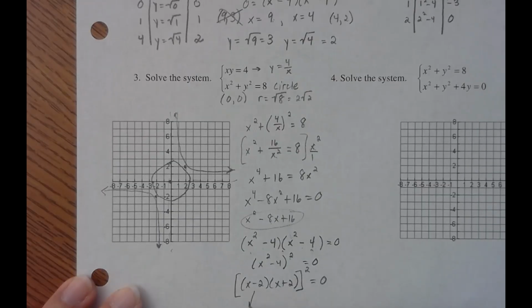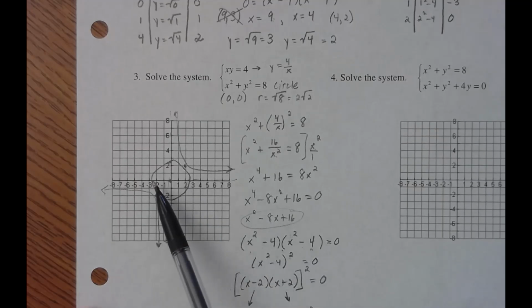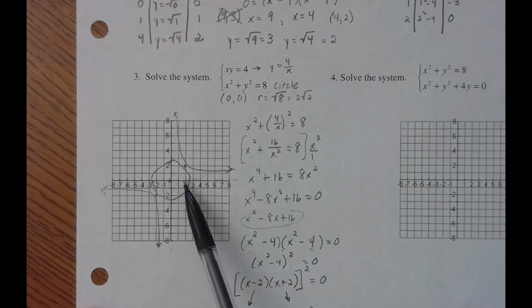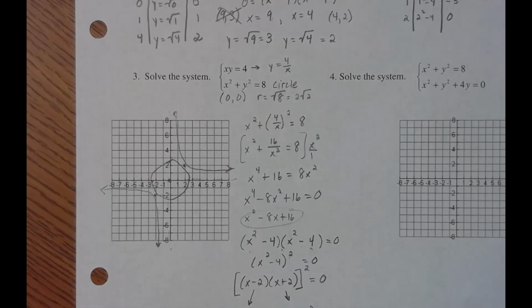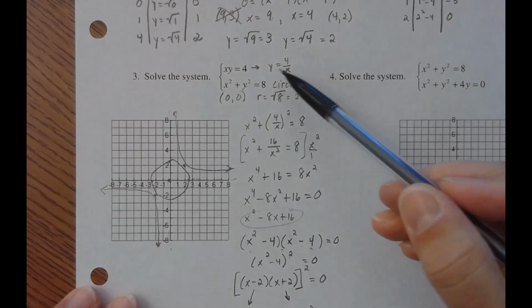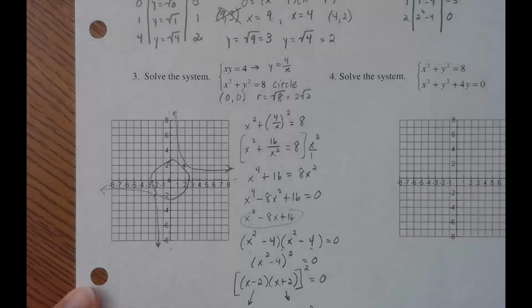So you can see our solutions are x equals 2 and x equals negative 2. Now if you go back to our graph sketch, this is starting to make sense. When my x value is 2, there might be a solution up here. X value is negative 2, probably a solution down here. So in order to get the y value to go with it, I'm going to go back up to this equation, y equals 4 over x.